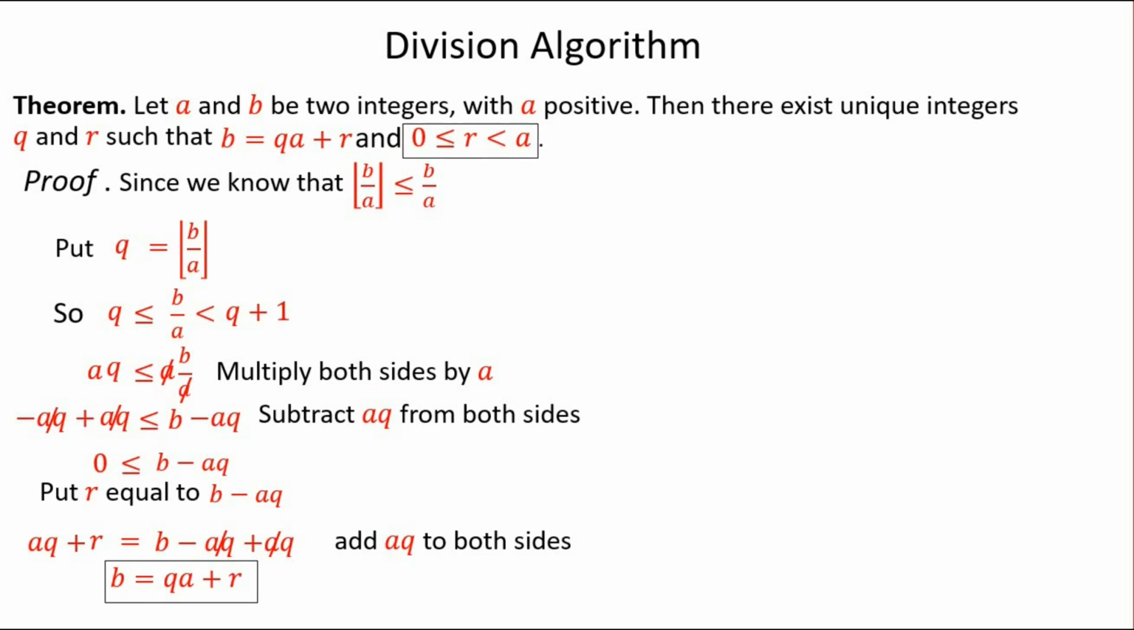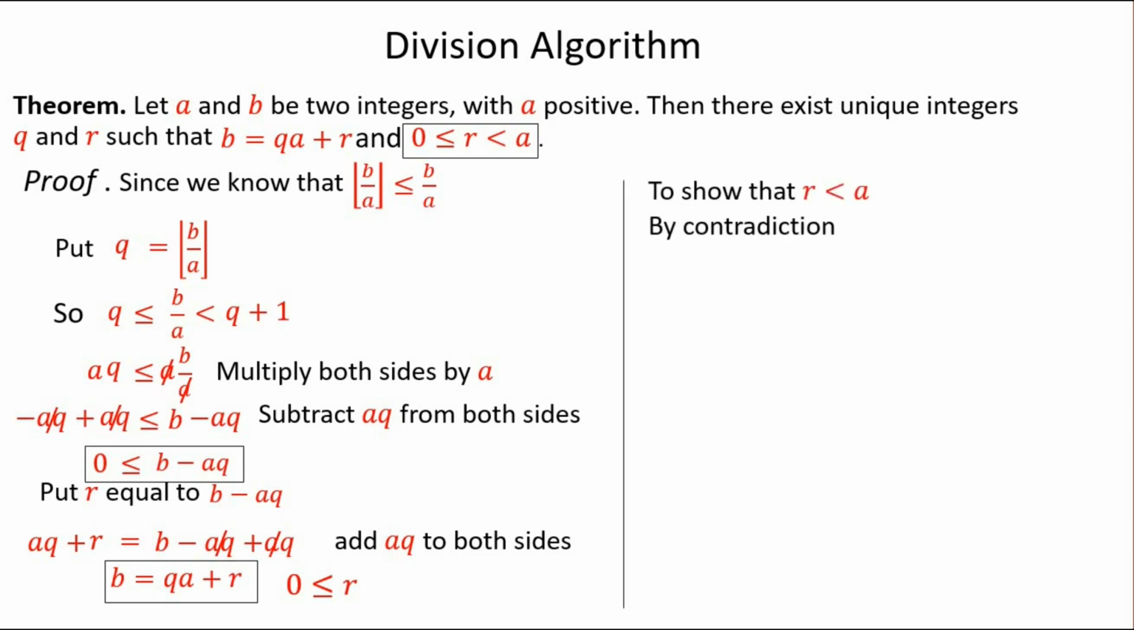To prove the second part of the theorem, that is r greater or equal to 0 and less than a. Since 0 less or equal to b minus aq and b minus aq equal to r, so 0 less or equal to r. We have to show that r less than a. We will show this by contradiction.